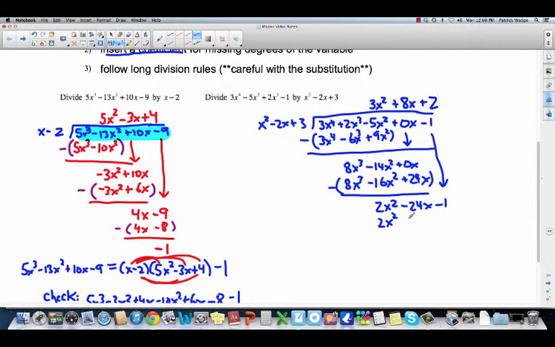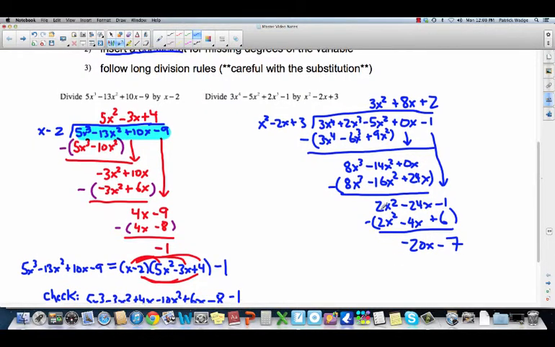2 times x squared is 2x squared. 2 times negative 2x is negative 4x, and 2 times 3 is 6. And we subtract all of that. First terms are gone. Negative 24 take away negative is adding, so it should be negative 20x. Negative 1 take away positive 6 is negative 7, and we are finished.